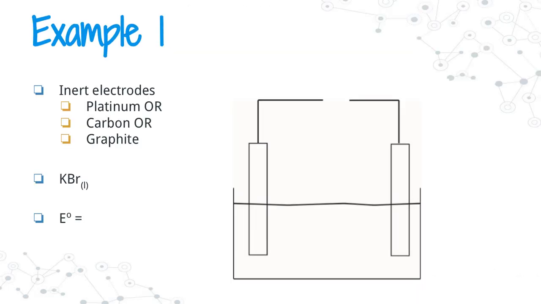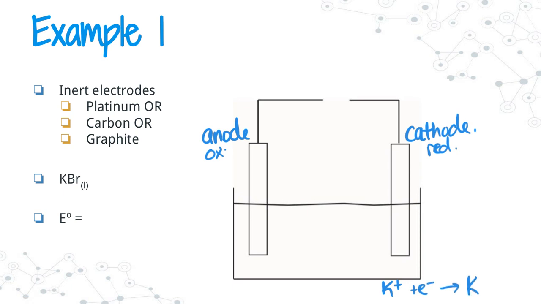So in our diagram, let's just pick one of these as the anode, the other one as the cathode. And remember that oxidation happens at the anode, reduction happens at the cathode. So we do want to just jot down the reactions that are happening for each. So potassium ions and electrons are forming solid potassium at the cathode. And then at the anode, bromide ions are reacting to create liquid bromine and electrons.